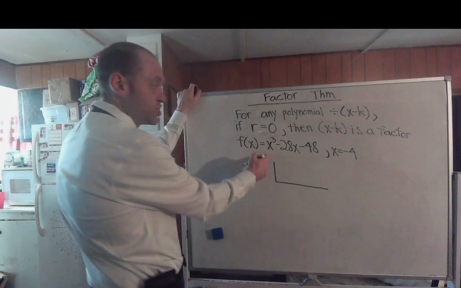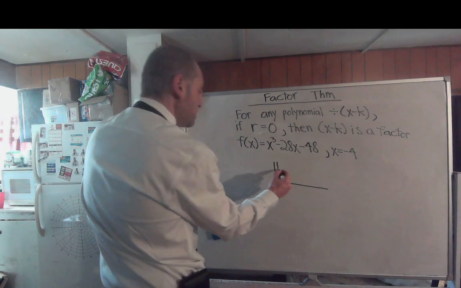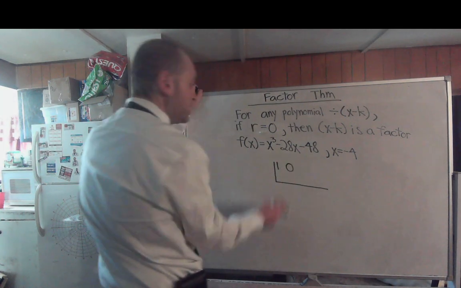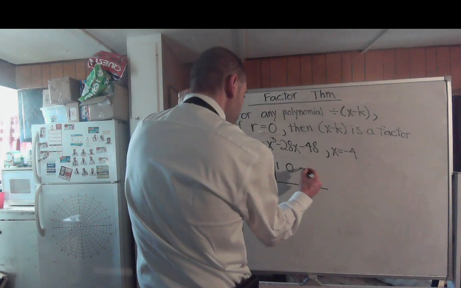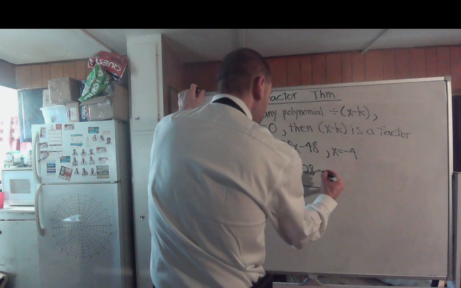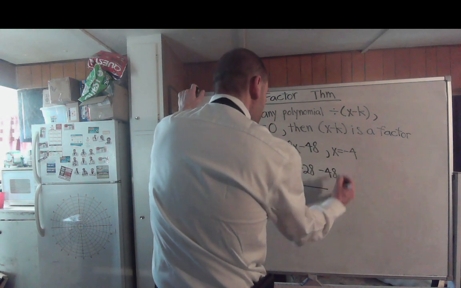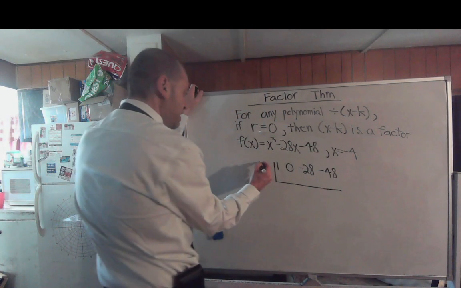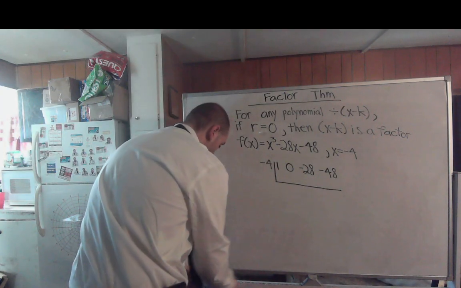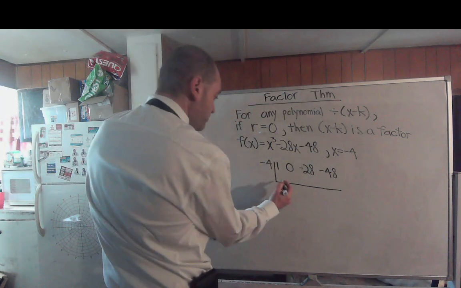So the coefficient on x to the third is 1. We don't have an x squared, so that's a 0 coefficient. X to the first has a coefficient of negative 28. Your constant term is negative 48. So now we're going to go ahead and divide all this by negative 4. So go ahead, bring down your 1 from above.